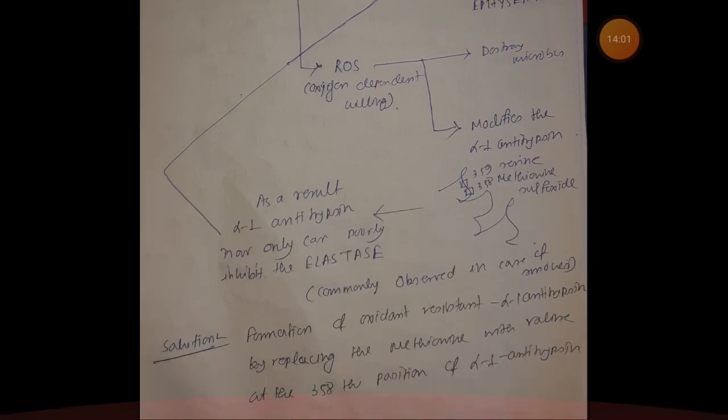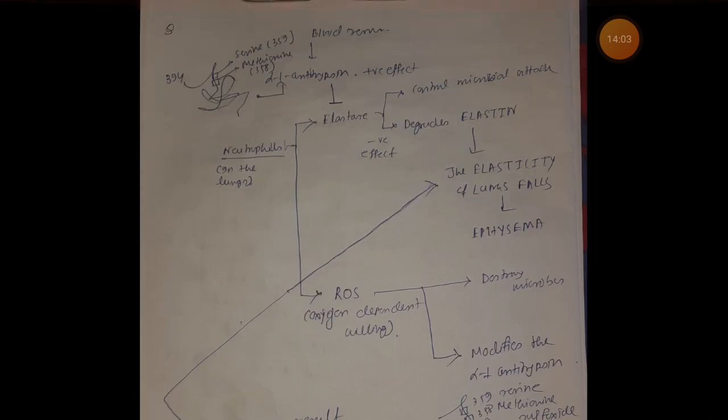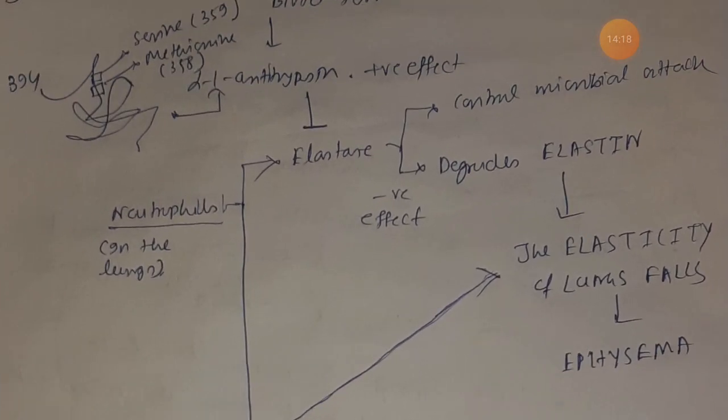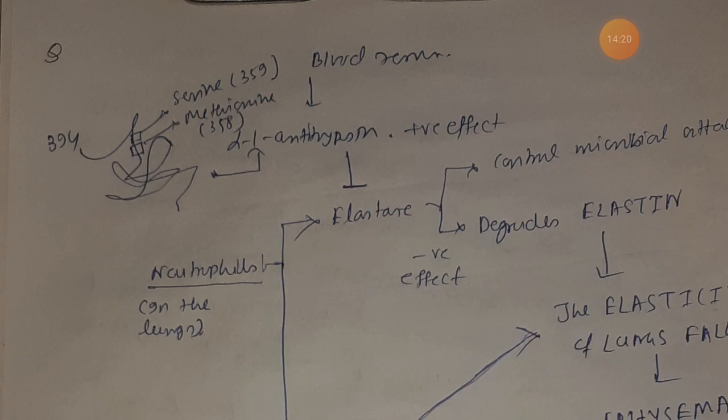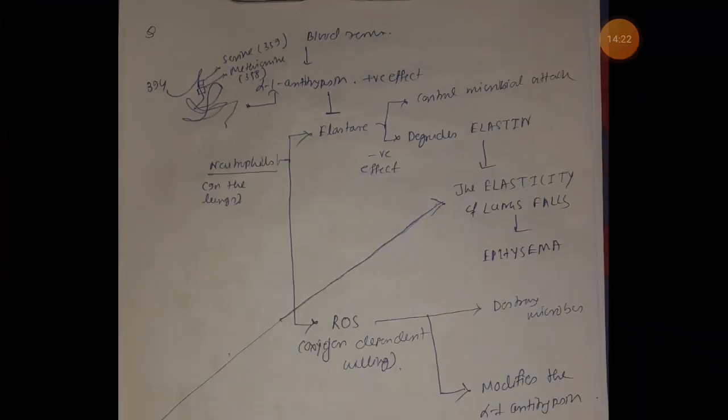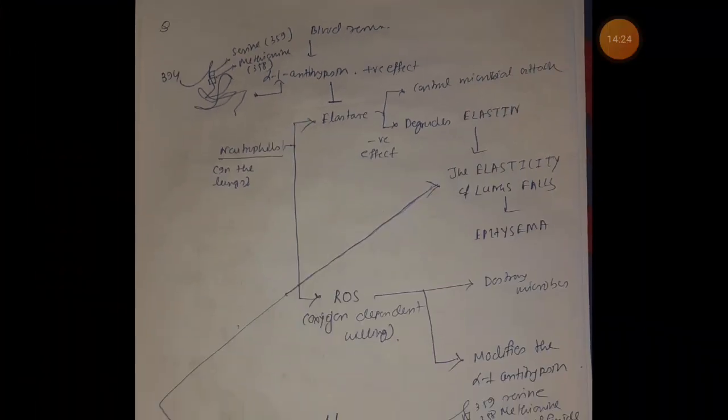That is the use of recombinant DNA technology in the formation of oxidant resistant alpha 1 antitrypsin. So remember, here with the help of site directed mutagenesis we are simply altering the 358 position methionine to valine. Okay, so that is the idea about the application of recombinant DNA technology.